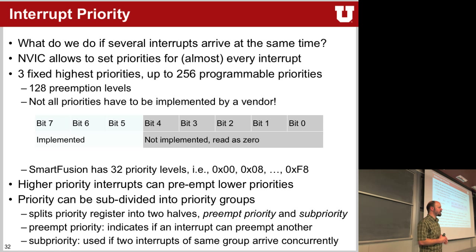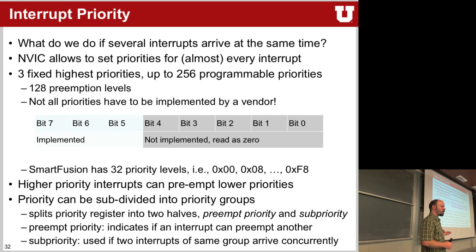With these 256, we can have up to 128 preemption levels. We will talk about it in a second. And what happens is, if not all of them are implemented, some of the lower bits are just read as 0. They're ignored. So in this particular case, if you have the 3 highest ones and all the lowest ones are set to 0, the different priorities we can have are 0, 8, 16, and so on, then 0x20, 0x28. So these are the different priorities that you can then set.